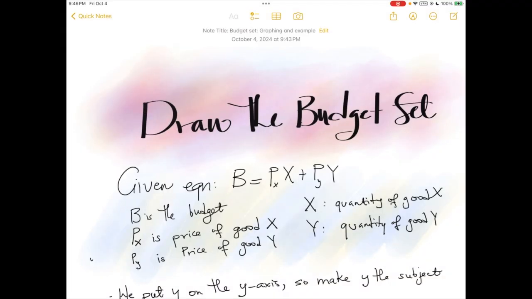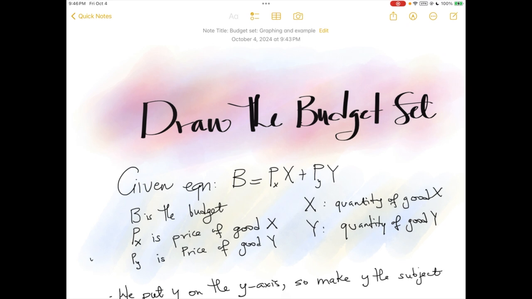How to draw the budget set. Let's assume we are given this equation, b equals px times x plus py times y. So what is b? That's the budget, or some income, some amount of money that you're planning to spend on goods. Now in this particular example or situation, we have two goods, good X and good Y.